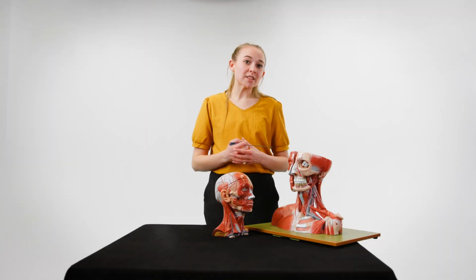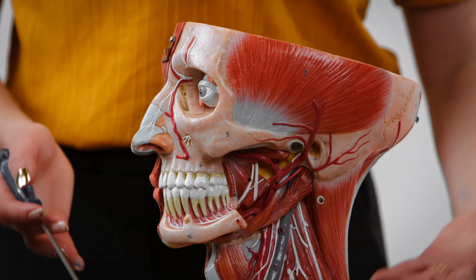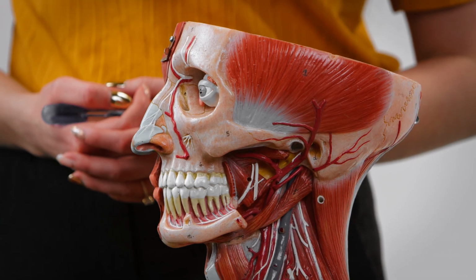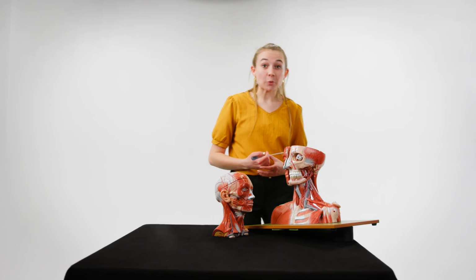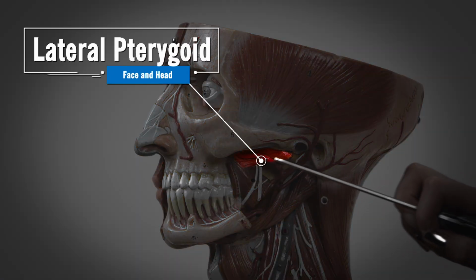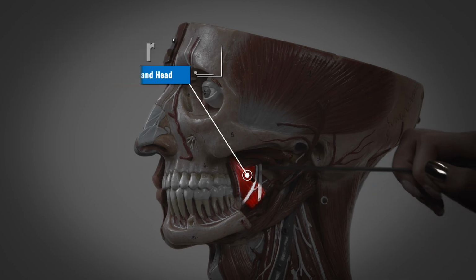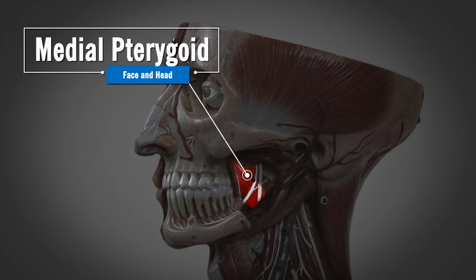The last two muscles that you need to know for this video are involved in mastication and are very deep in the face. So we have this other model where part of the mandible and all the superficial muscles have been removed. Here we have the lateral pterygoid muscle, which points horizontally, and the more angled one is the medial pterygoid muscle.